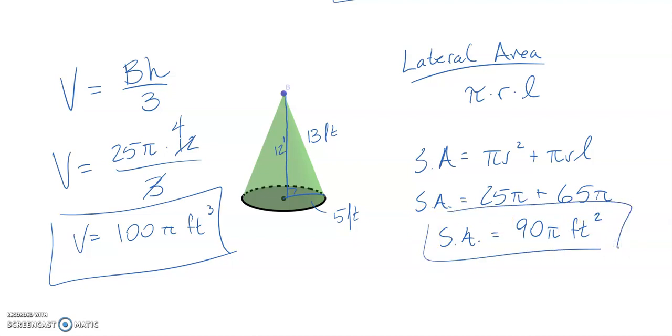There you go. Pyramids and cones. Not much to them. Volume, always got to remember, is 1/3 the value of a prism or a cylinder with the same base and height. So area of the base times the height divided by 3. Divided by 3, very important for pyramids and cones.